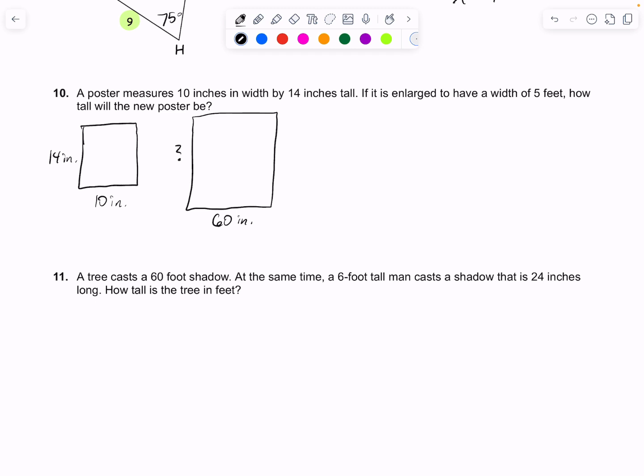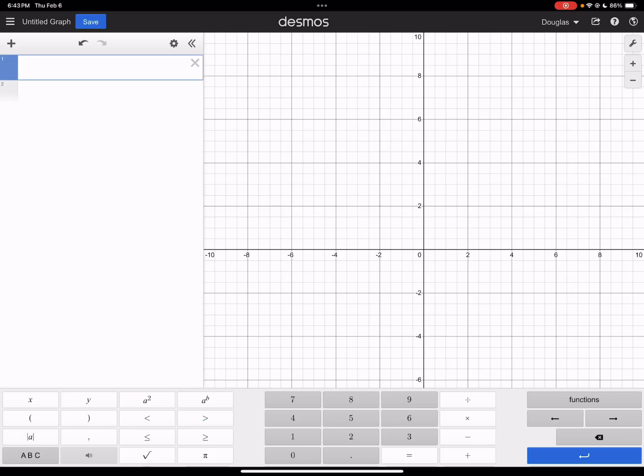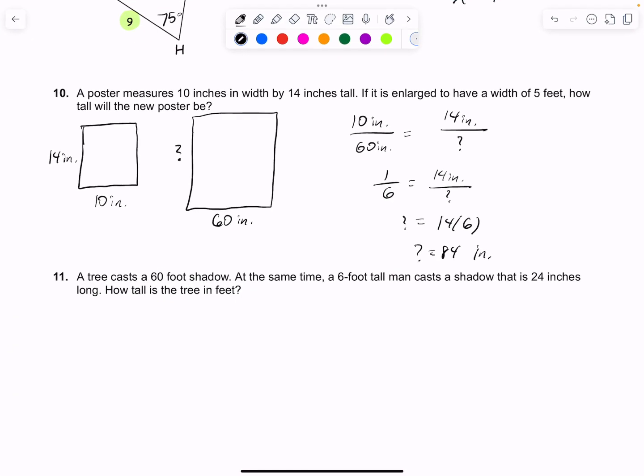Okay, so I'm going to set up my proportion here. So 10 inches over 60 inches equals 14 inches over, I don't know. I can go ahead and reduce the 10 over 60 to be 1/6. Cross multiply, and you get our unknown is 14 times 6. I think it's got to be 84 inches. I can confirm real quick, but I'm pretty sure it's 84. 14 times 6, 84. We were correct. Excellent. All right, so 84 inches for the height of the new poster.